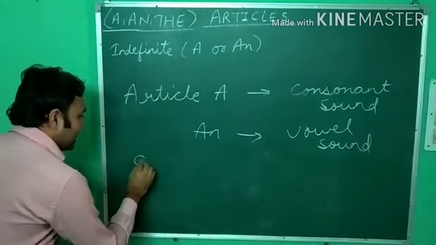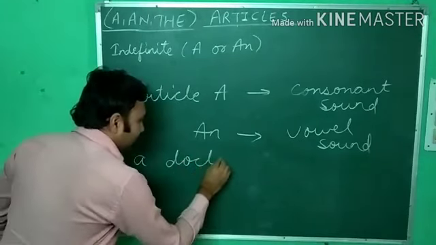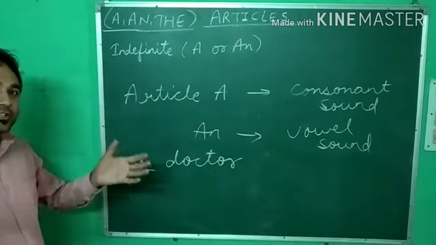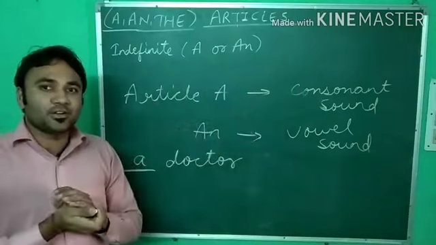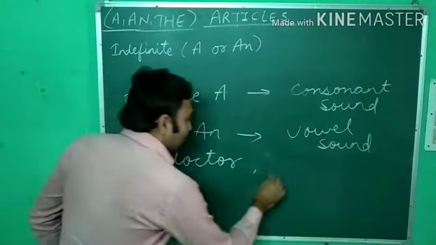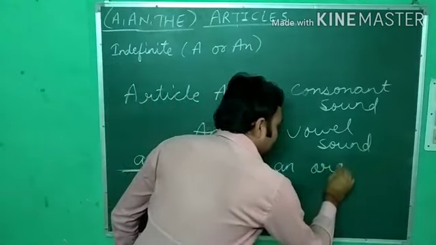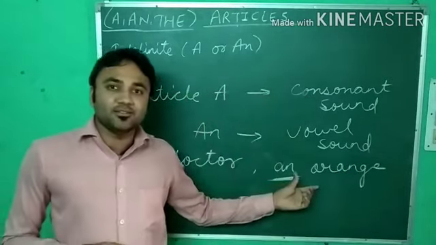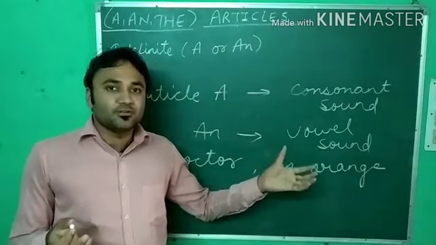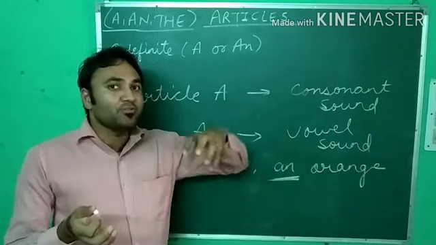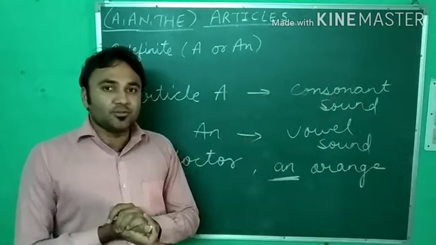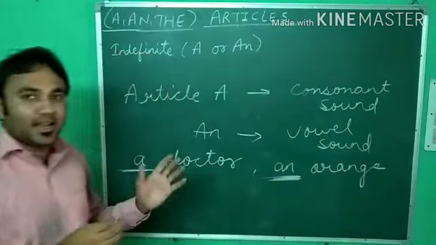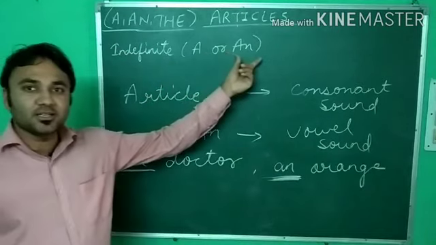Like if we write a doctor, it can be any doctor. We don't come to know which particular doctor we are talking about. If we write an orange, so here in this example, as we have written an orange, we are not getting to know which orange we are talking about. Hence, this was the use of indefinite article A or N.